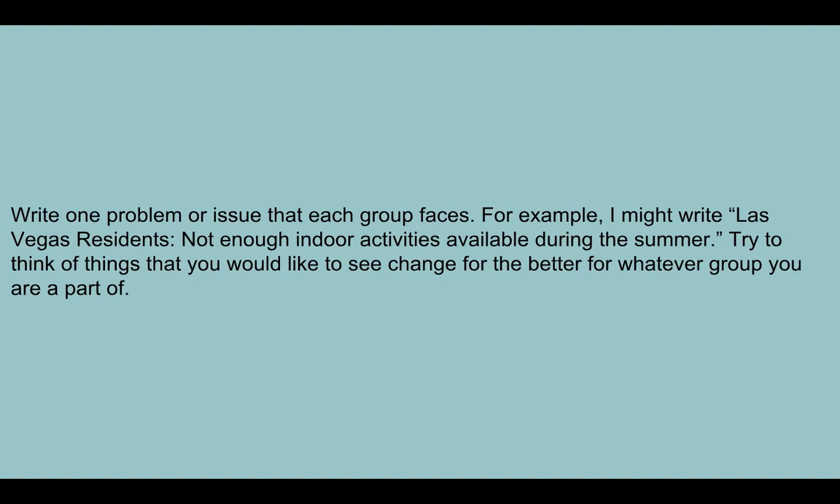Now what you're going to do is think of at least one problem or issue that each group that you wrote down faces. So for example, if I was doing Las Vegas residents, I would talk about how I think there's not enough indoor activities available for families here during the summertime. It's hot outside, we need more stuff to do inside. Really take some time and dig deep into these.